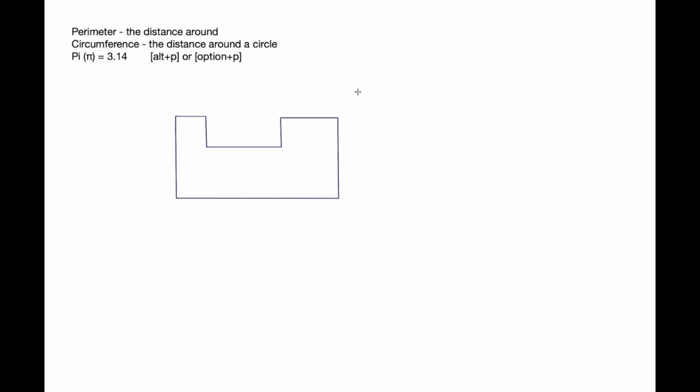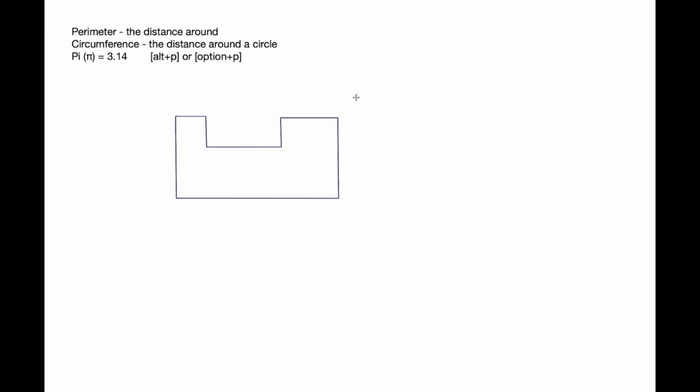Welcome students, and today we are on lesson 3 and we're going to talk about perimeter and circumference. Now the word perimeter comes from the Greek prefix peri, which means around, and the Greek word metron, which means measurement. You don't have to memorize that, just a little side note. So perimeter means the distance around or the measurement around something.